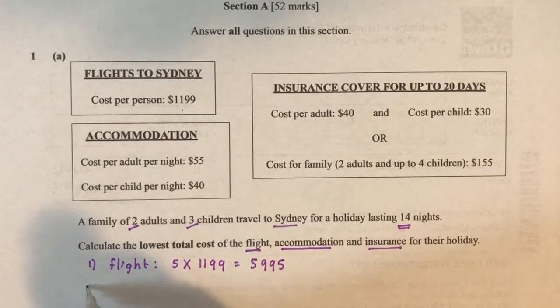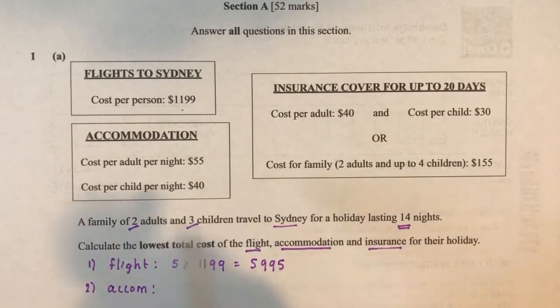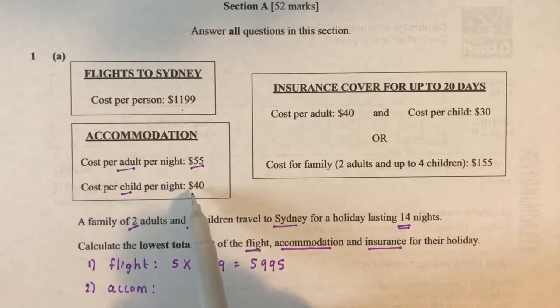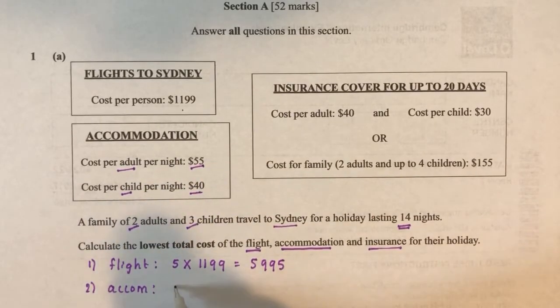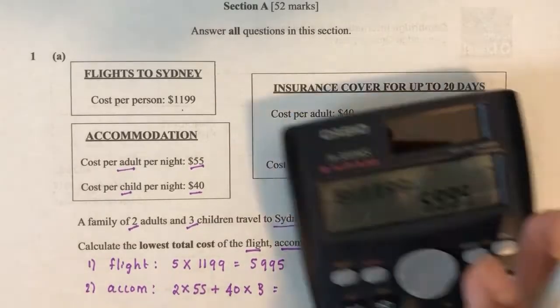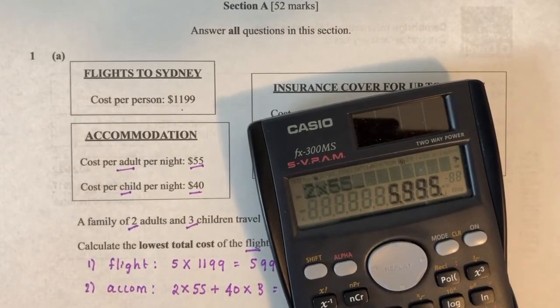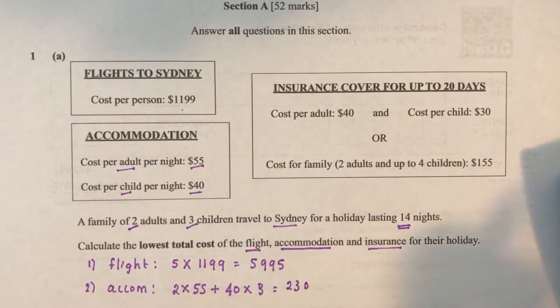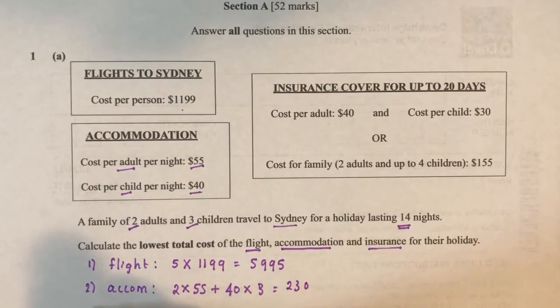Now moving on to accommodation, part 2, accommodation. So they have cost per adult is 55 and cost per child is 40. So they have 2 adults, so 2 times 55 plus 40 times 3 for 3 kids. So that will become 2 times 55 plus 40 times 3. That will become 230 for the accommodation. And the last one is they have insurance.